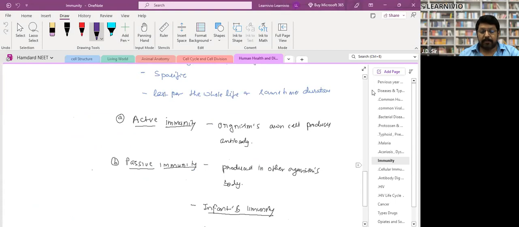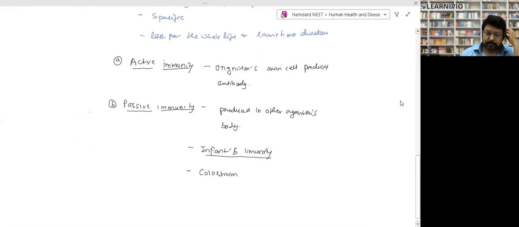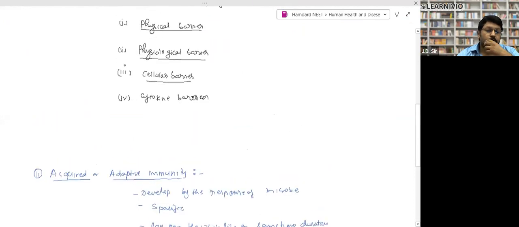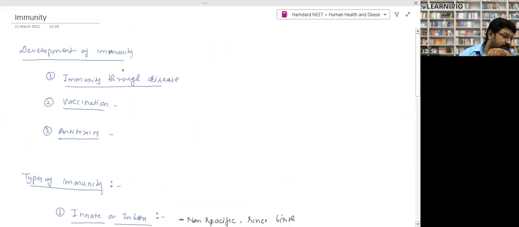Now come to the immunity part. What is the immunity? The ability to fight against foreign pathogens. Exactly. The ability of the body to fight against the foreign pathogen or foreign antigen, that is called immunity.